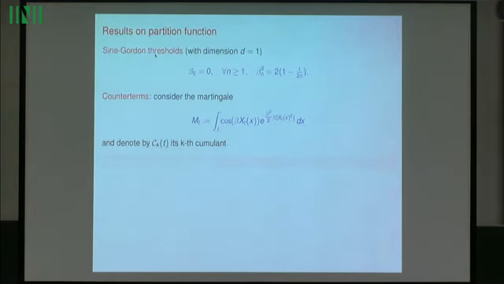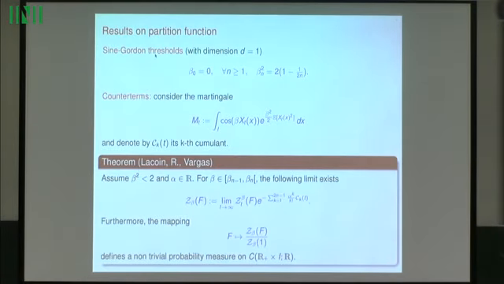Once again, as I said, this Sine-Gordon threshold does not depend on the dimension. So for any dimension you define the successive thresholds in this model. In dimension d, you just have 2d instead of 2. But here, as d is equal to 1, you have this sequence of thresholds, and you consider the martingale, which is given by the cos, and which is Wick ordered. And you denote by c_k(t) the k-th cumulant of this martingale.